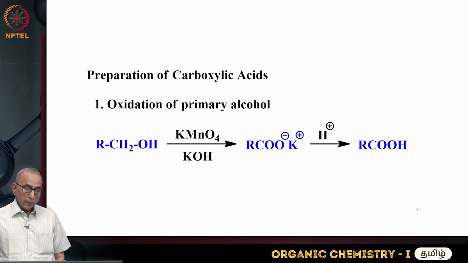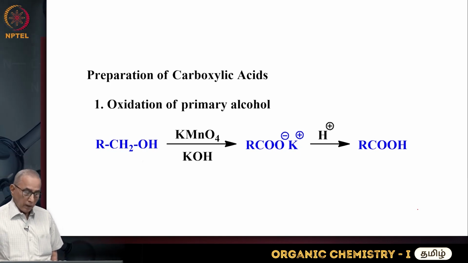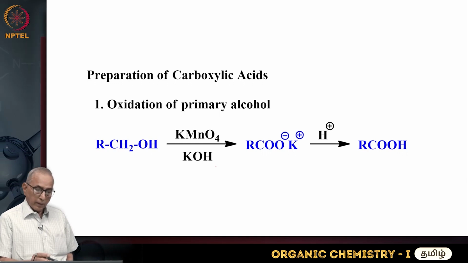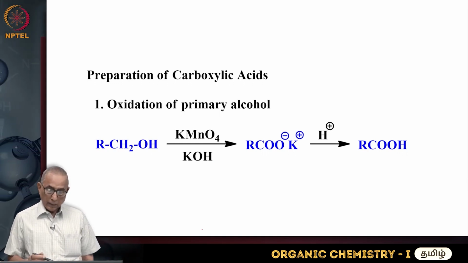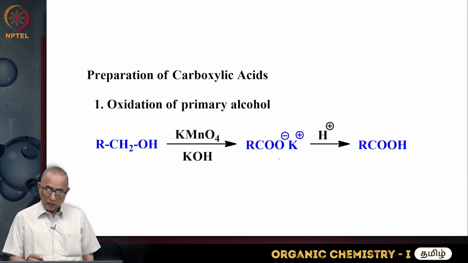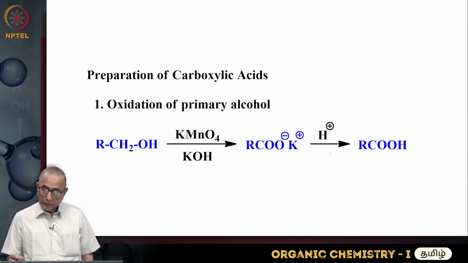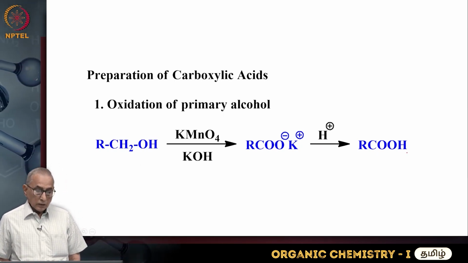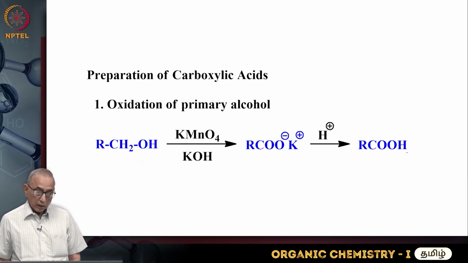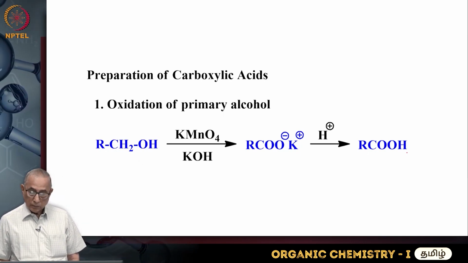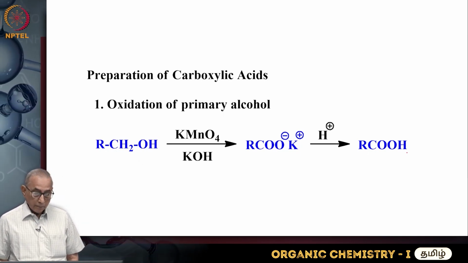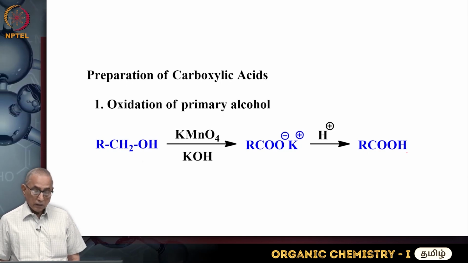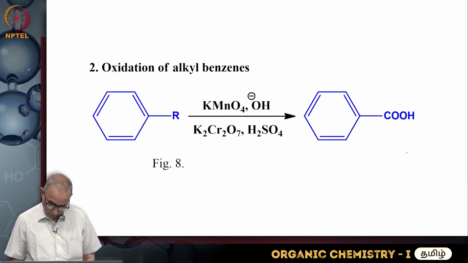One is oxidation of primary alcohol, RCH2OH in the presence of KMnO4 and KOH, alkaline permanganate, will give RCOO⁻K⁺. Neutralize it with H⁺, you get RCOOH. So, primary alcohols can be oxidized to acid. We have seen earlier secondary alcohols on oxidation give ketones.